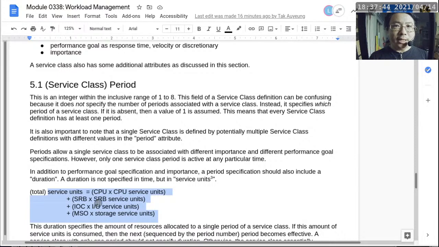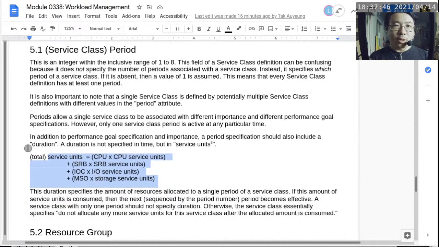So what I have highlighted here is called a duration, and the duration is not a real-time duration. In other words, it is not in number of seconds, minutes, hours, days, weeks, and so on. A duration is specified in what IBM just calls surface units. Okay, that describes a whole lot, right? So what exactly is a surface unit?